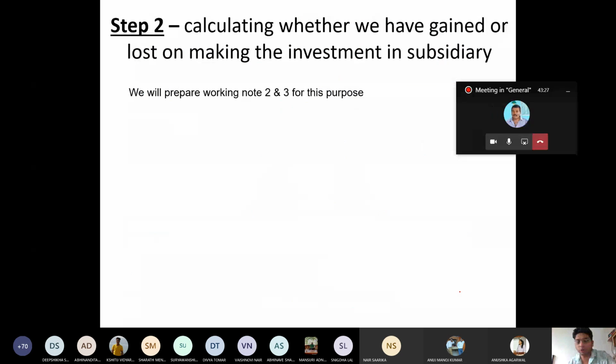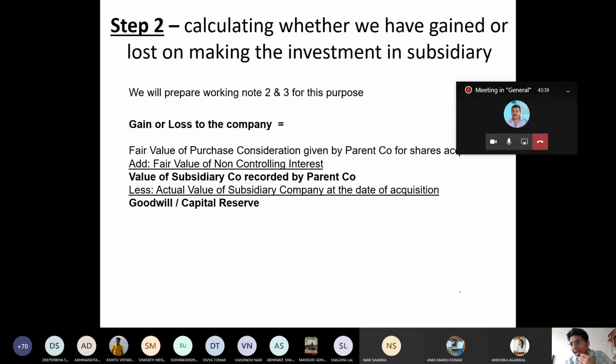For this, we'll prepare working note 2 and 3. See how this is calculated. I'll give a numerical example also. Gain or loss to the company is calculated as follows. Fair value of purchase consideration given by parent company for shares acquired.